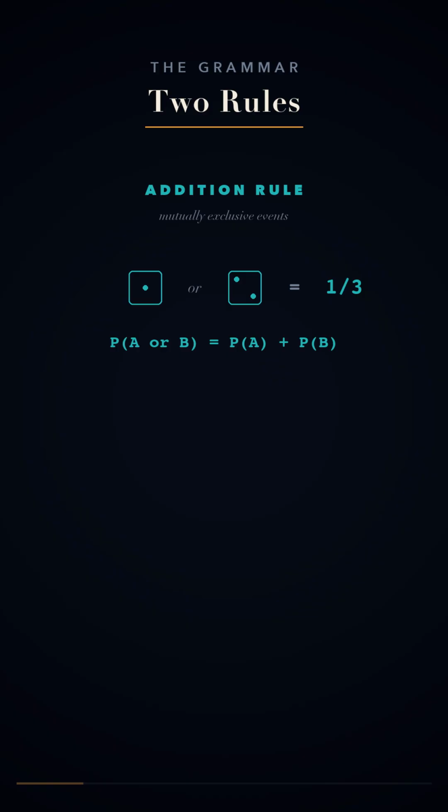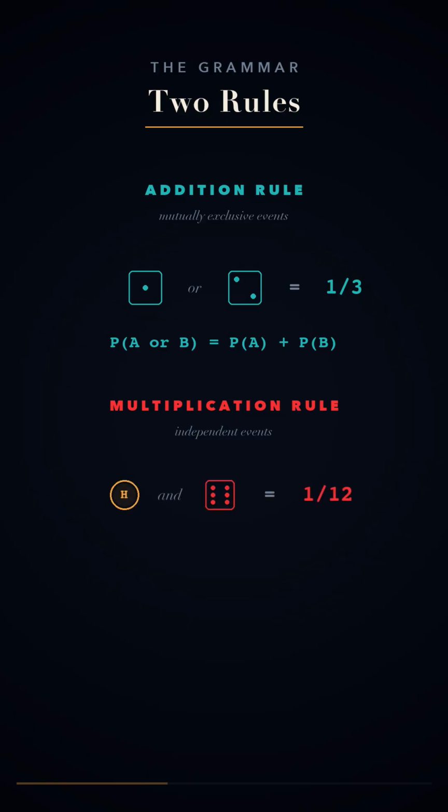If events are mutually exclusive, the probability of either one happening is the sum of their individual probabilities. Roll a die. The chance of a 1 or a 2 is 1/6 plus 1/6, which is 2/6 or 1/3.